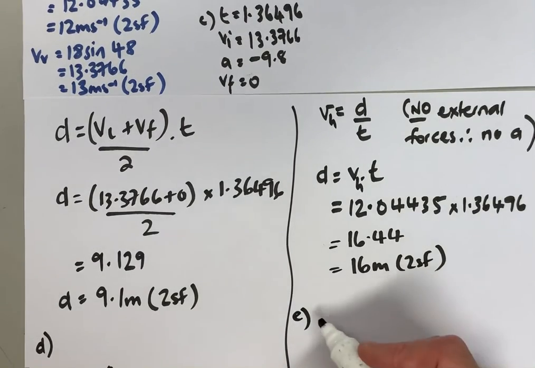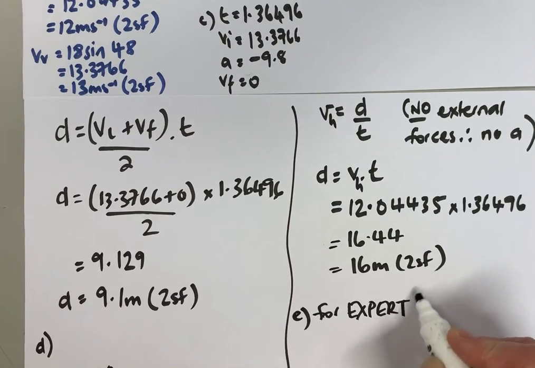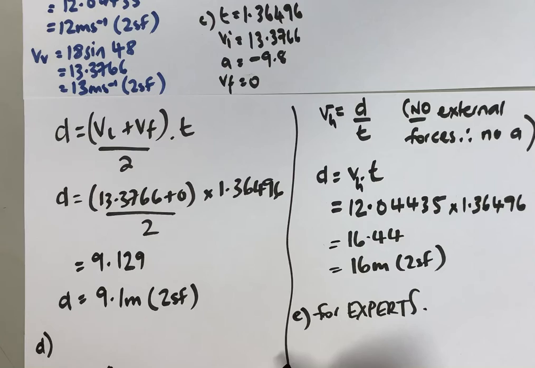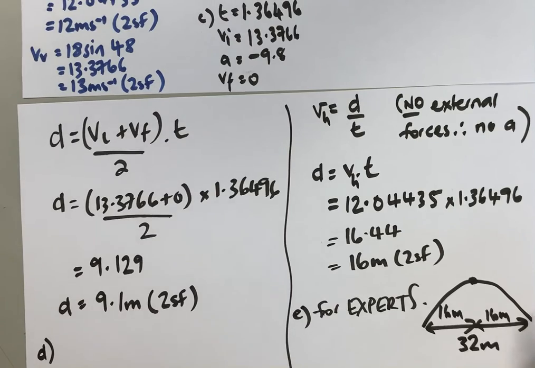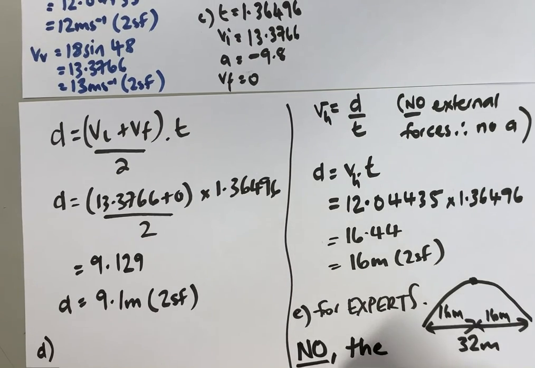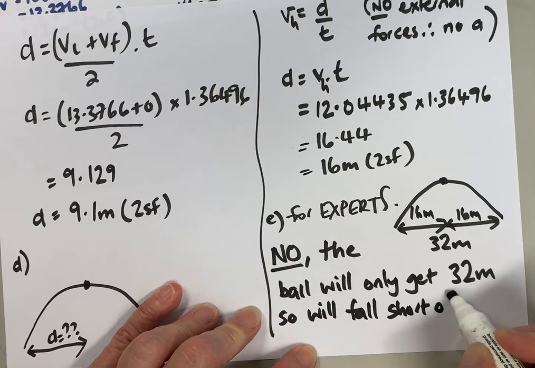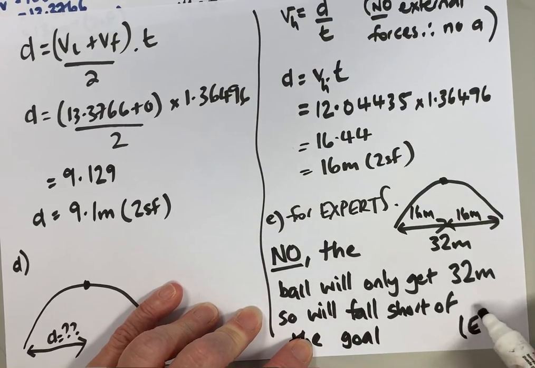And then part E, for experts, is saying if the goalpost is 35 metres away, will the ball clear the crossbar? So let me just draw this in again. At the halfway mark, the ball is 16 metres. So once it's travelled its entire range of motion, it's going to have covered 32 metres. The goalpost is 35 metres away, so the answer is no. The ball will only get 32 metres, so it will fall short of the goal. That's an excellence part of a question there.